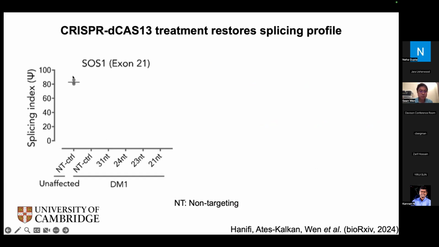And over here, I'm showing you the splicing index, which is simply the PSI value, or the percent splicing value, for exon 21 of SOS1. You can see that in a normal individual, like potentially you and I, you would have a splicing index of around 80. And in individuals with this particular disease, you will see that they have a smaller splicing index of around 30. And so over here, when we treat the cells with CRISPR-Cas13, we can rescue this particular gene in the sense that we can bring up its exon expression to that of a normal individual.